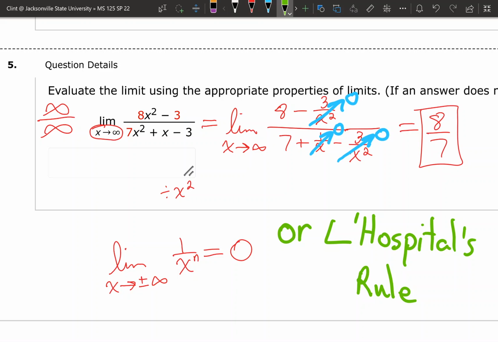And then you would take the derivative of the top and bottom. Well, we'll get 16x over 14x. So it would still be an infinity over infinity indeterminate form. So then we would have to take the derivative again. So we would get 16 over 14, which simplifies to 8 over 7. Do it either way.